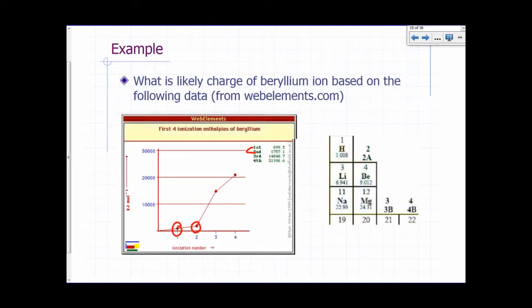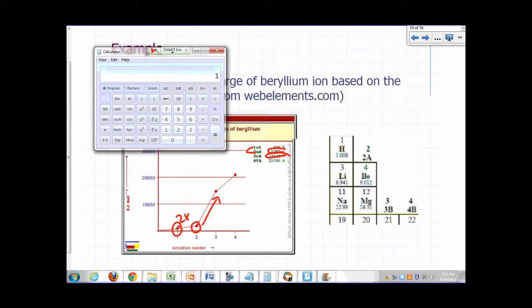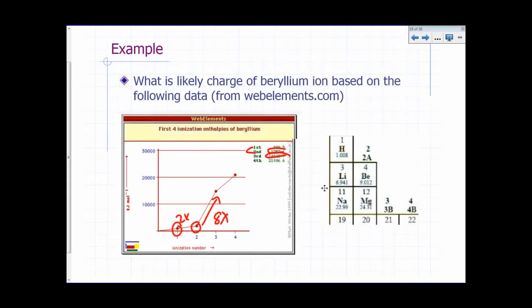But what happens between the second and the third ionization energy? Here you just doubled the ionization energy between the first and the second. But after you've taken out the second one, look what happens. From about 1800 to 15,000. So 1800 to 15,000, what would that be? Let me see. 15,000 divided by 1800. That's a factor of 8. It becomes 8 times harder to remove the third electron.